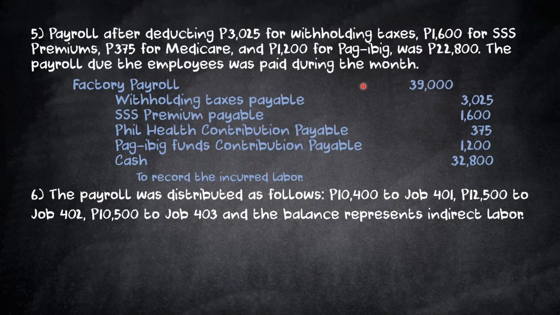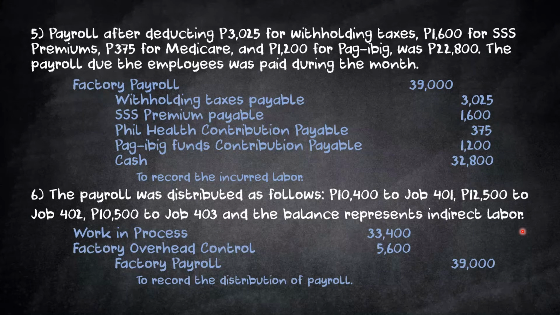So, meron na naman daw indirect labor. Ayan, meron na namang indirect labor. Meron na naman tayong indirect cost. So, saan natin sinacharge ang indirect costs? Yes, sa factory overhead control. Kaya kung titingnan natin yung entry, ayan, meron na naman nga tayong factory overhead control.